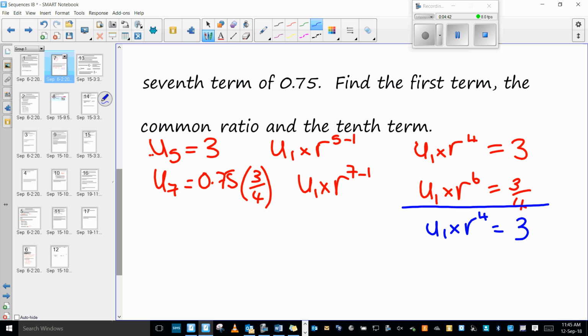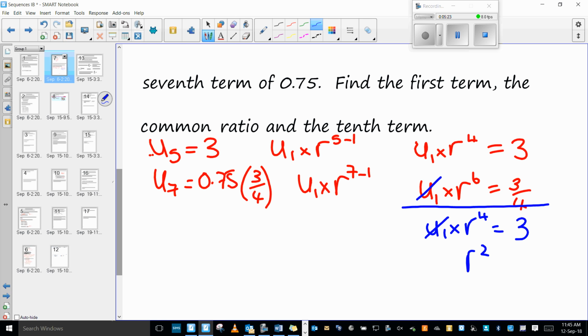How do you know which one you divide by? It doesn't actually matter. The reason I chose to divide by the top one is because when we divide, these cancel out because they're the same top and bottom. Then I'm using my rules of indices. If I've got r to the 6 divided by r to the 4, I subtract the indices, so it becomes r squared. If I had done 4 subtract 6, I would have got negative indices, and it gets trickier. So if possible, keep your ratio power as a positive value.